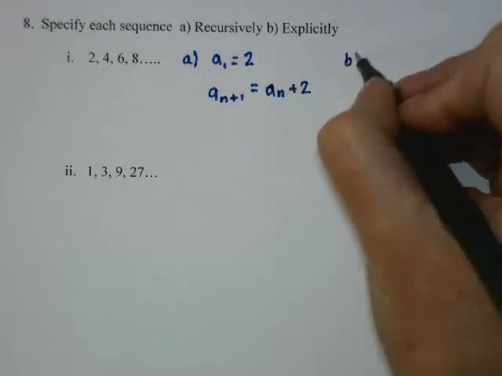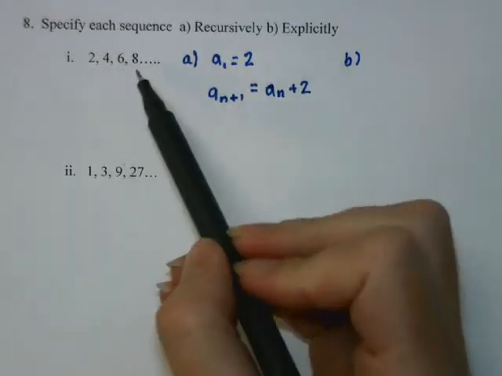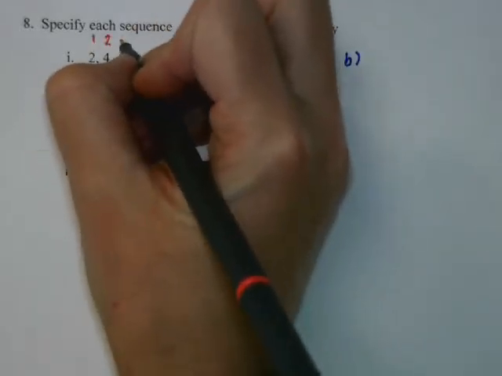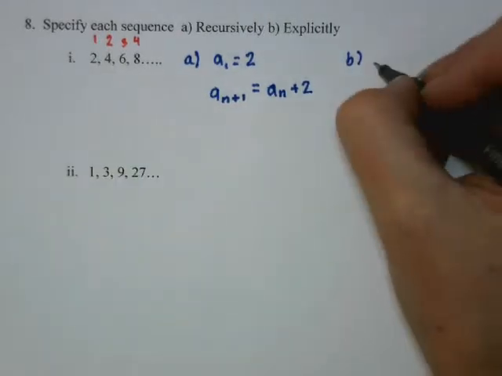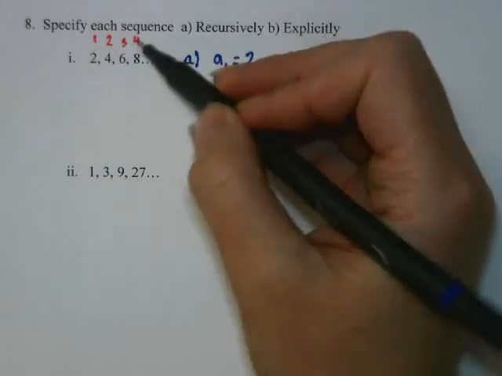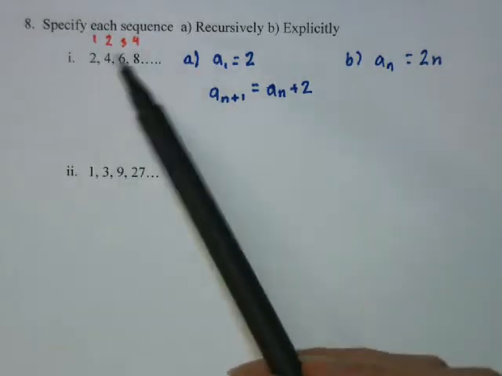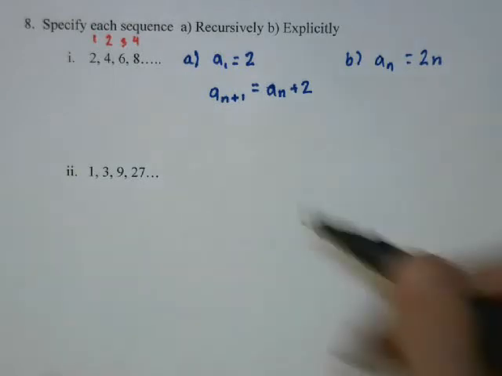Explicitly, we have a couple options. First option is to use our formulas for arithmetic and geometric sequences. So in this case, this is arithmetic. Or I can just look at the relationship between the term number and these values. So if I do that, these are just double. So this would be 2n. But alternatively, I could do A1, which is 2, plus n minus 1 times our d, and that would also work.